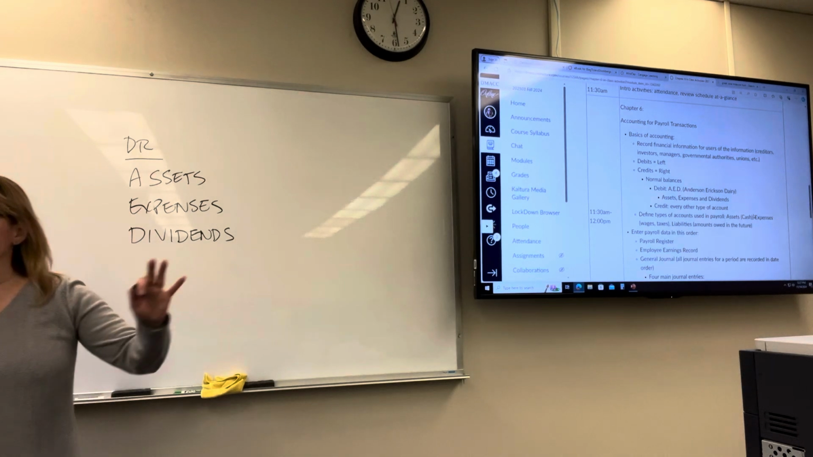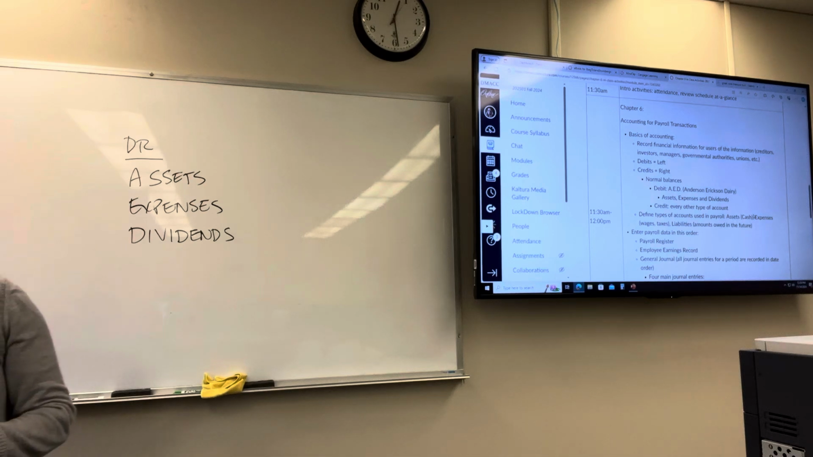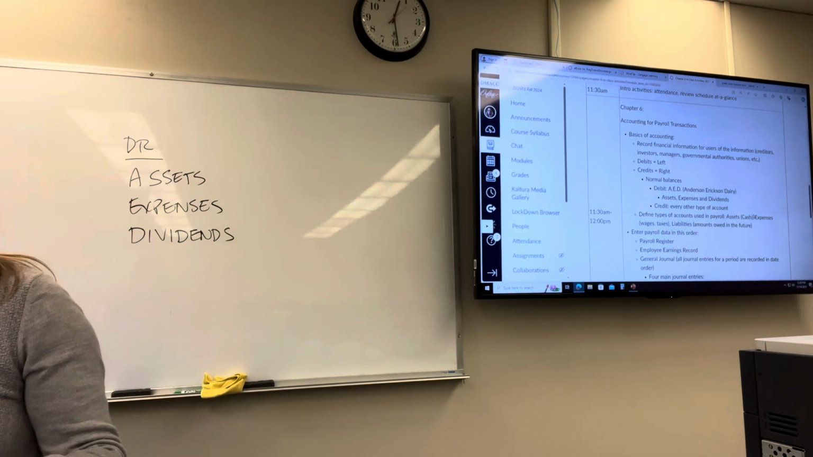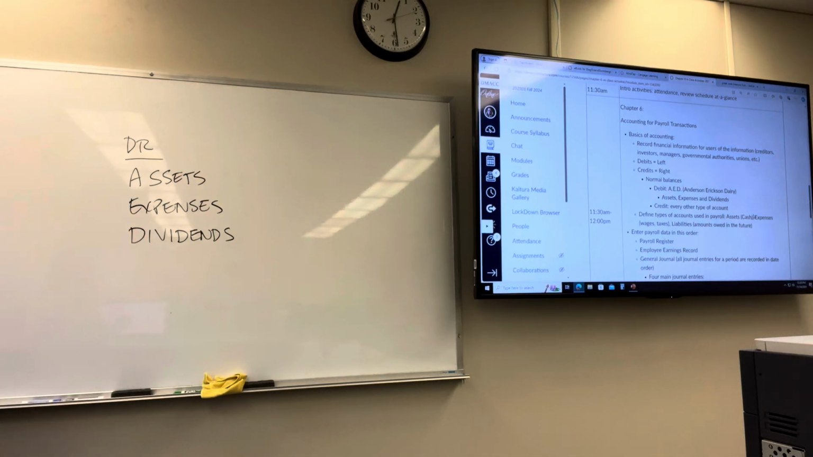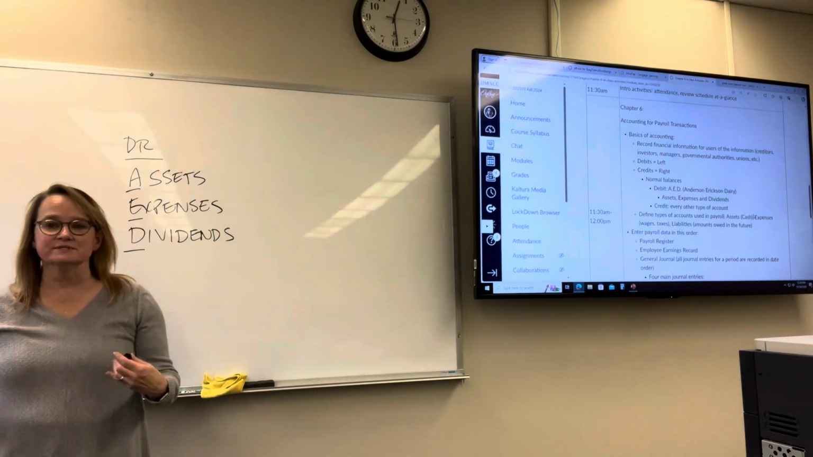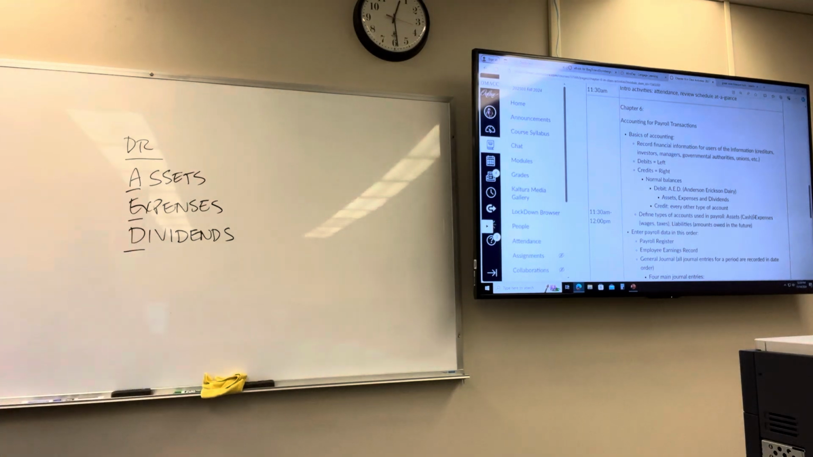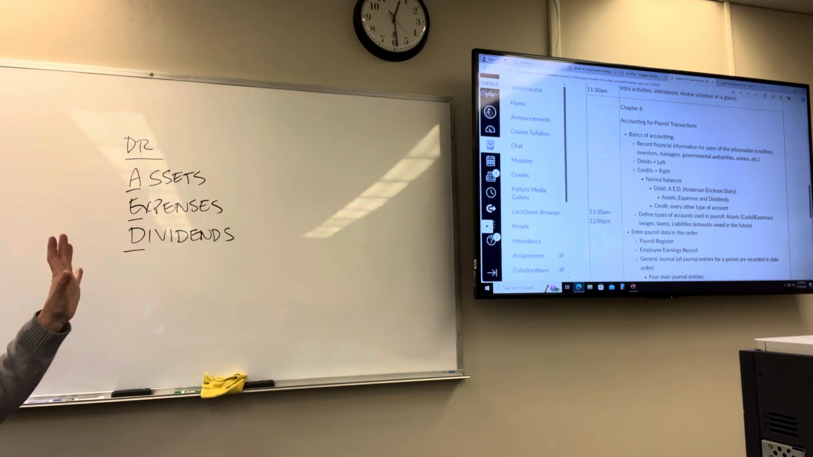Now, I don't know if other instructors have pointed this out, AED, Anderson, Erickson, Dairy. This is a way to remember these normal balances. It works for Iowans, it doesn't work for anybody else. So Anderson, Erickson, Dairy, if you can remember that, these are the only accounts that have a normal debit balance. Knowing this will help you to figure out any journal entry.